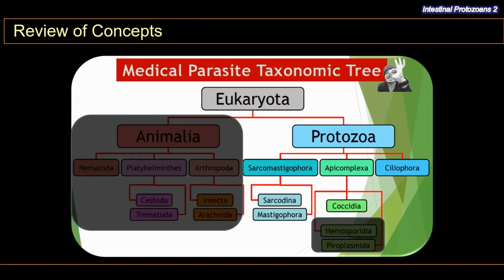Most intestinal protozoans, and definitely the ones we will be talking about in this lecture, belong to these sections of the medical parasite taxonomic tree. You may have encountered the coccidians from another lecture series. These are your Cryptosporidium, your Cystoisospora, and Cyclospora. But if you haven't, please watch the lecture series. Again, link is in the description below.